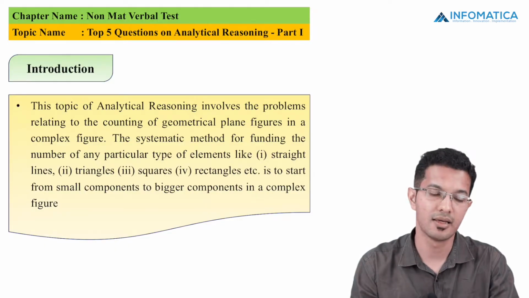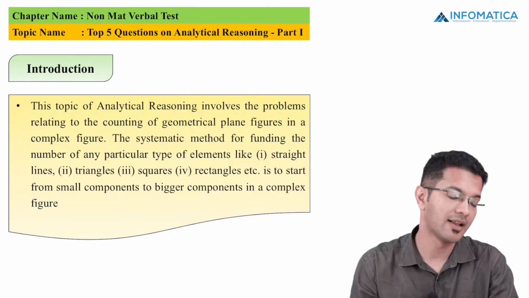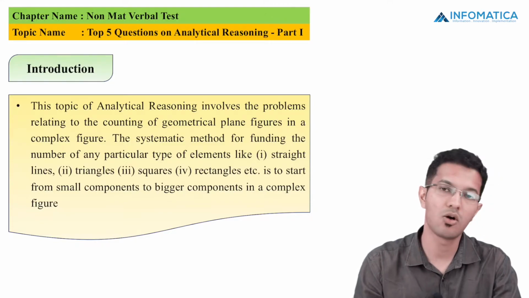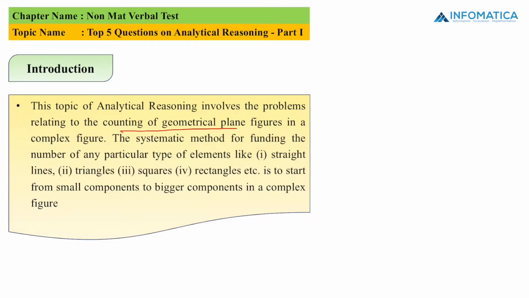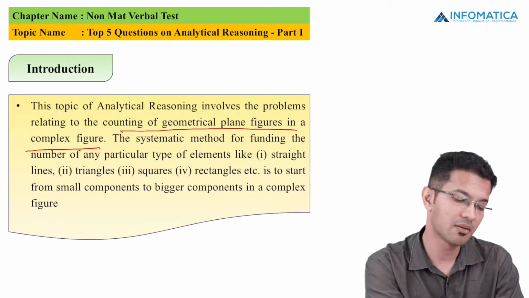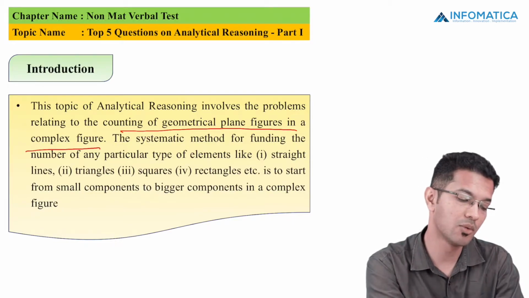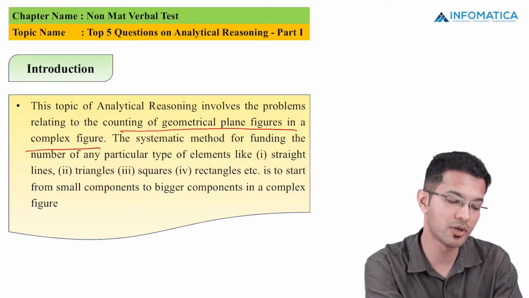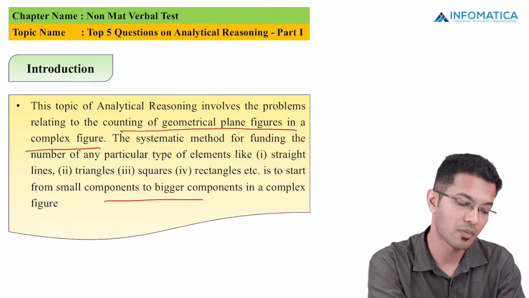In the introduction it is written that this topic of analytical reasoning involves the problems relating to the counting of geometrical plane figures in a complex figure. The systematic method for finding the number of any particular type of elements like straight lines, triangles, squares, rectangles, etc. is to start from the small components to the bigger components in a complex figure.